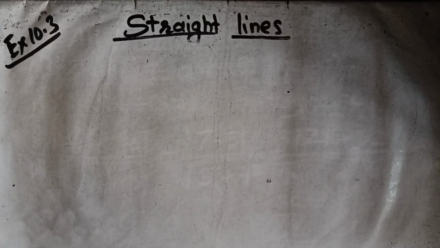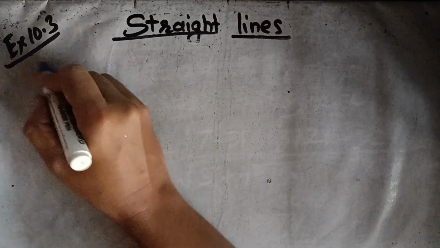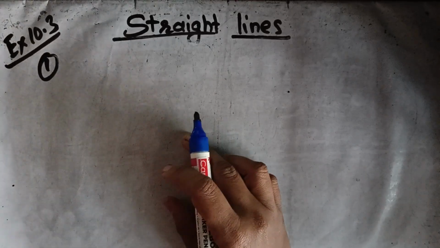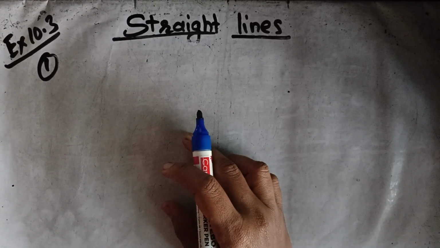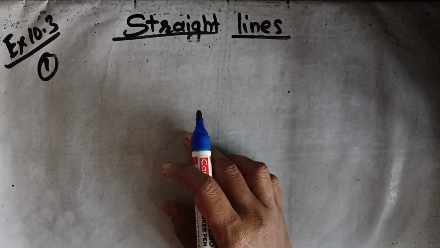Hello students, so we'll start with exercise 10.3. Okay, first question. Reduce the following equations into slope-intercept form and find their slopes and y-intercepts.